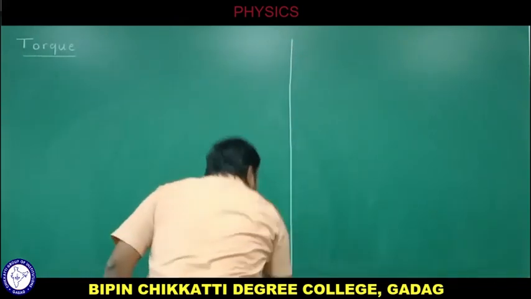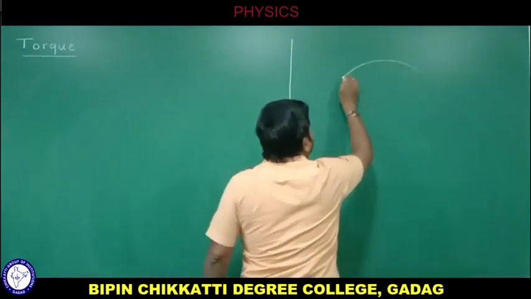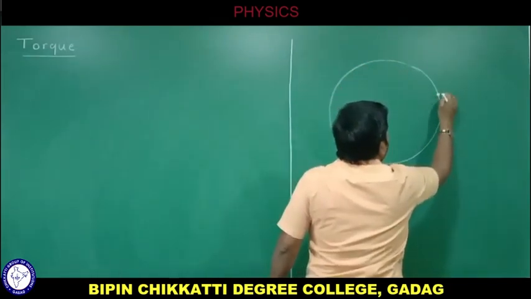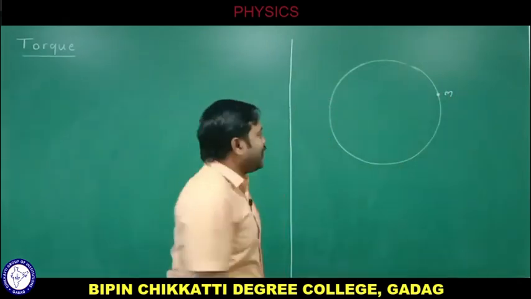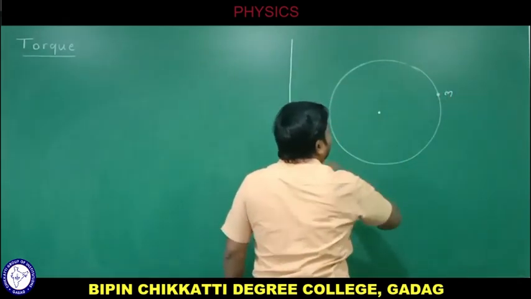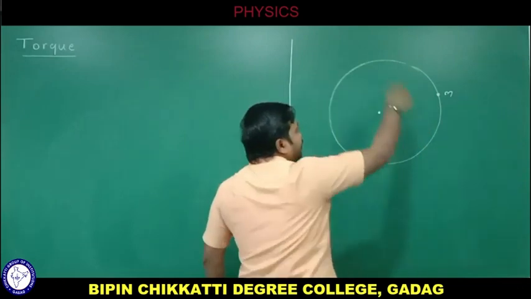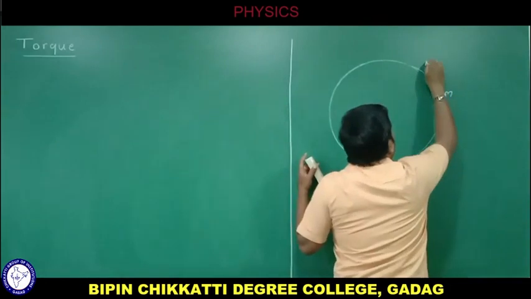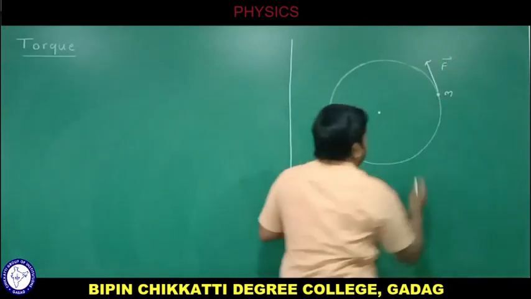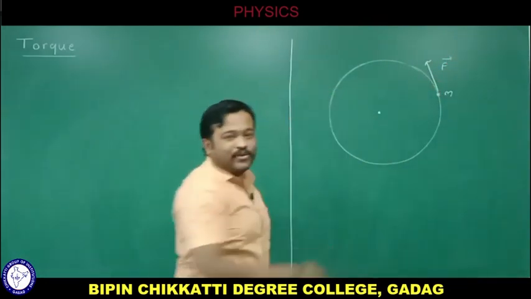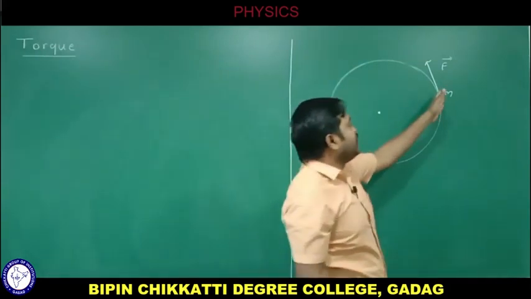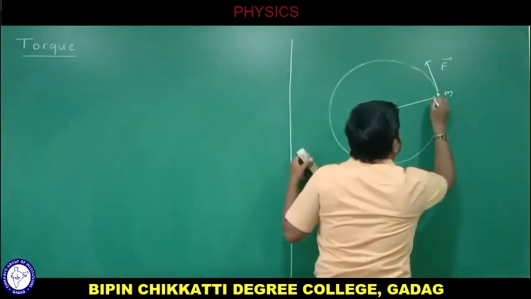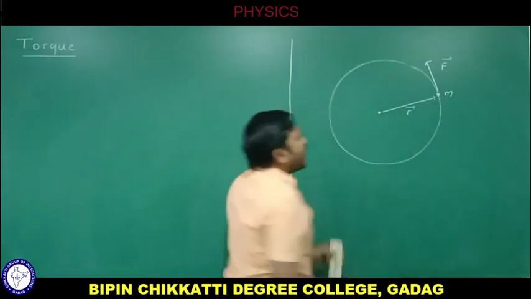Let me consider a body of mass m which is rotating in a circle like this. Let me consider this is a particle whose mass is m, right? So this is the center, this is the axis of rotation, and the body is revolving like this. The force which acts on this particle, let me take like this. If I apply the force, then only the body rotates. The force acts in this direction. So the position vector of this particle, let me take it as r.